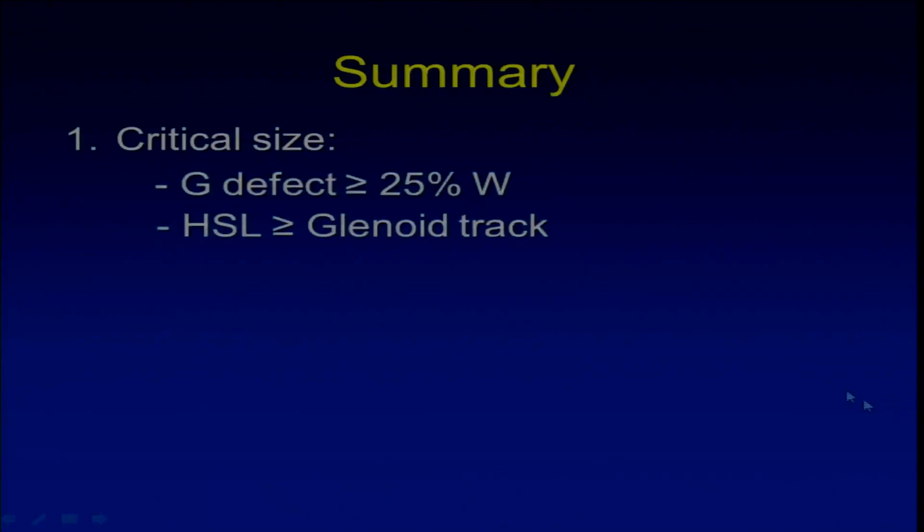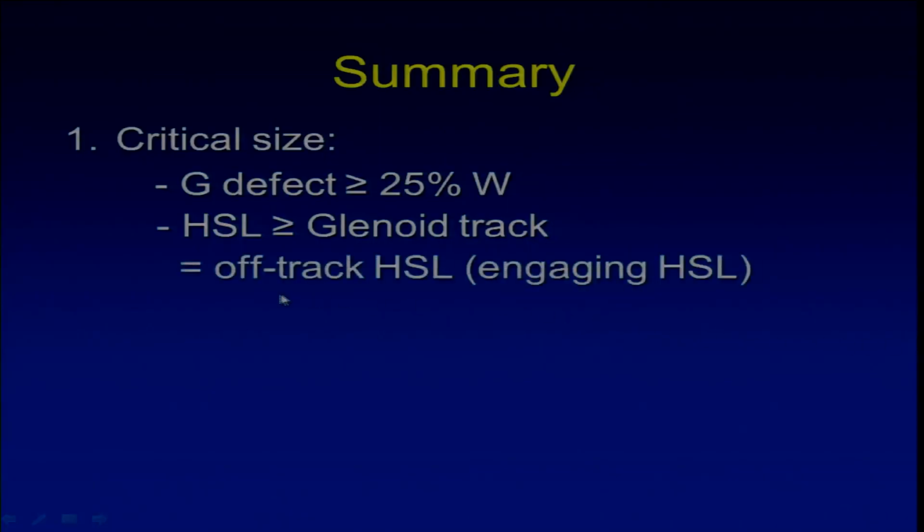So in summary of my lecture, there is a critical size of the bony defect for the glenoid. If it is larger than 25% of the glenoid width, this is a critical defect. You have to do something. And for the Hill-Sachs lesion, if it is wider than the glenoid tract, then it is a critical size. We call it off-track Hill-Sachs lesion. It used to be called engaging Hill-Sachs lesion, but as I said, it's a very confusing terminology. So we propose to use off-track Hill-Sachs lesion.